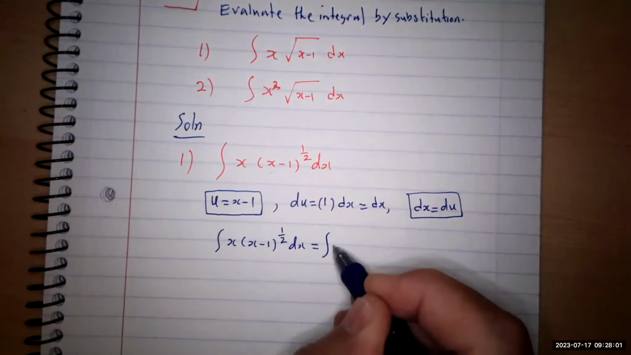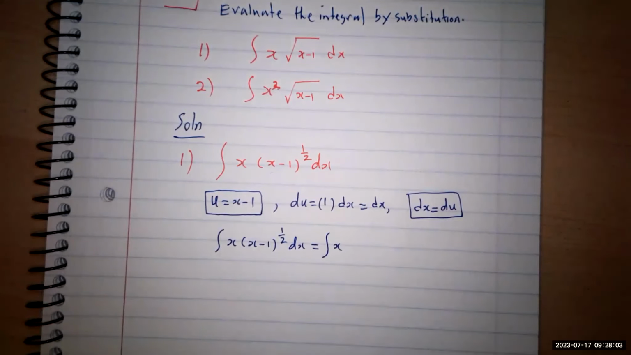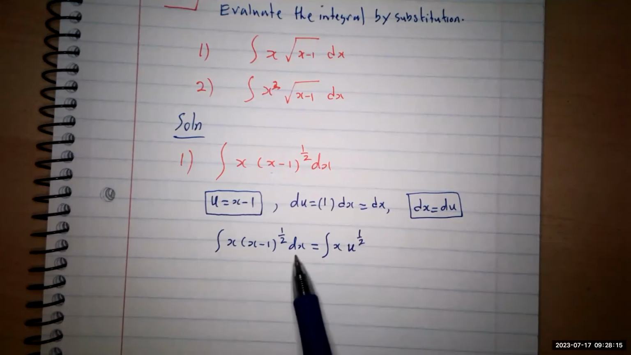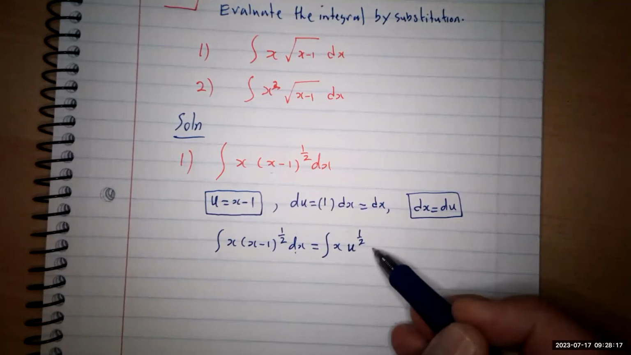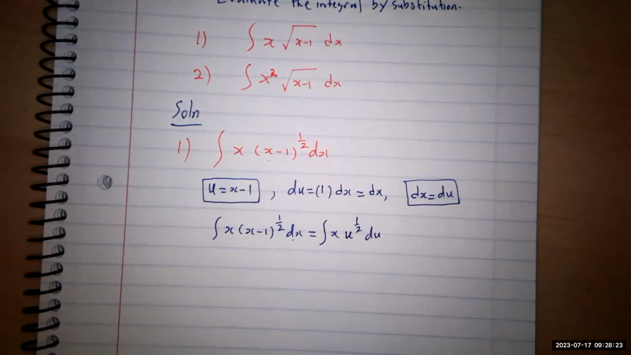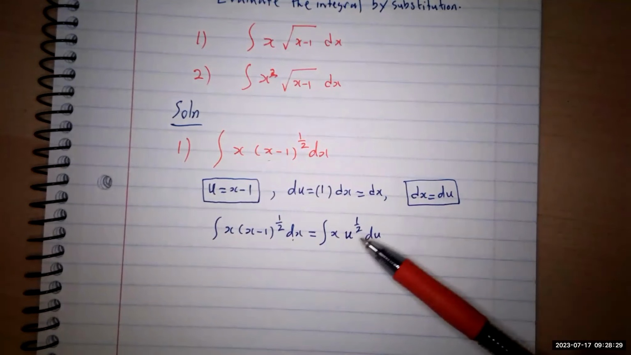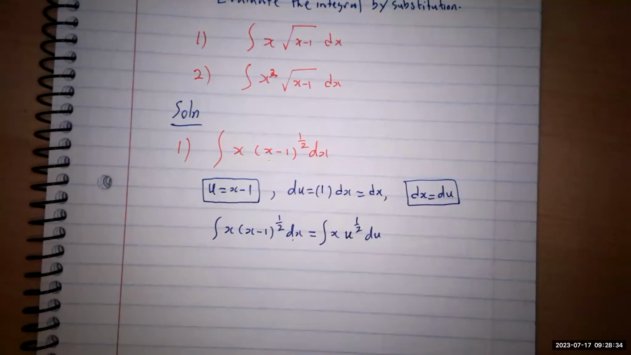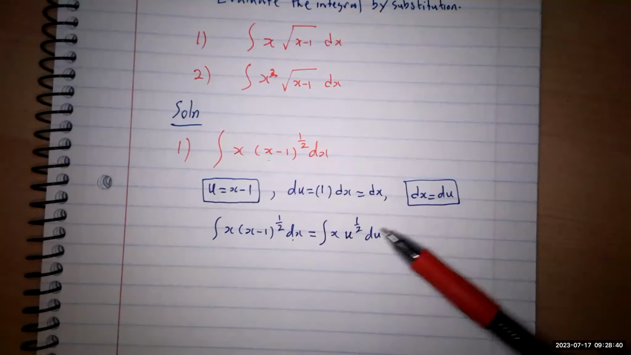So we are going to keep the x here. Okay, x. Then x minus 1 is u, so that gives you u to the half. Then we usually substitute for the dx, and the dx is du. You see, du. So the next step, as for all the other problems that we did, is we simplify. You see, there is an x and nothing here to be simplified. Okay, so you cannot remove the x. That will cause difficulty for you because you can't do it.